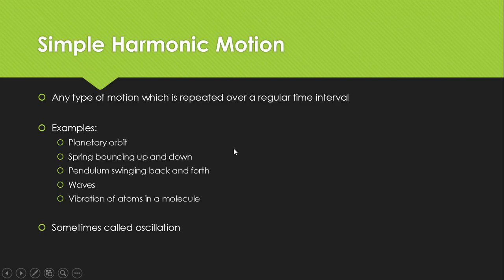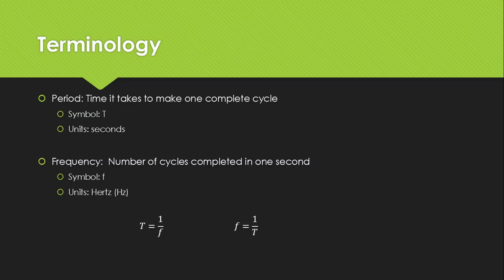This type of motion comes up over and over again in a wide range of different fields in physics and chemistry in general. Sometimes this type of motion is what would be called oscillation. If we talk about something oscillating or having oscillatory motion, that means that it has some sort of repeated motion that's going on over and over again. So two terms that are pretty important when we talk about simple harmonic motion are period and frequency.